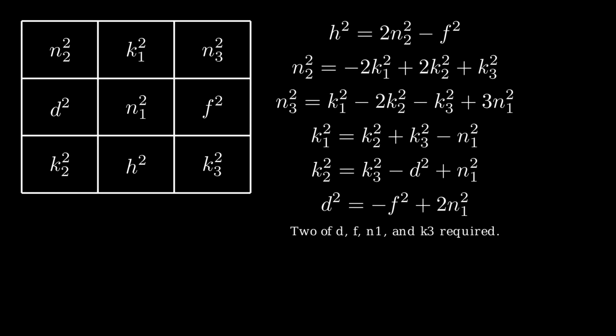With this set of equations, all you need are d, f, n1, and k3. All other variables can be found once you know those 4. And really, you just need 2 out of the 3 for d, f, and n1. If you look at the table on the left, it kind of makes sense. Knowing just 2 out of the 3 in the middle row, you can get the third value. From there, you now know f squared and k3 squared, meaning you can find n3 squared. You now know n1 squared and k3 squared, so you can find n2 squared. And then that makes the first row solvable, and then the second column solvable, and finally the third row solvable.